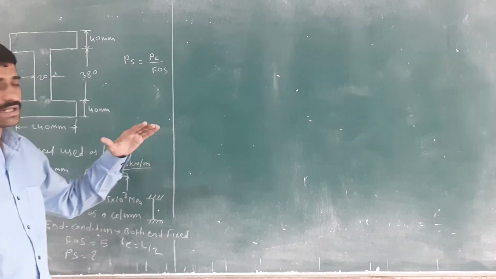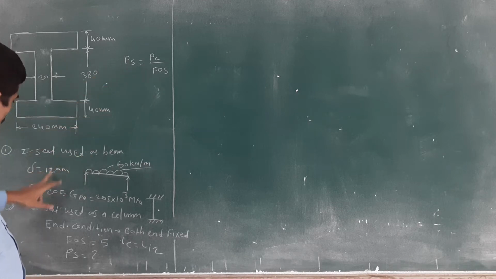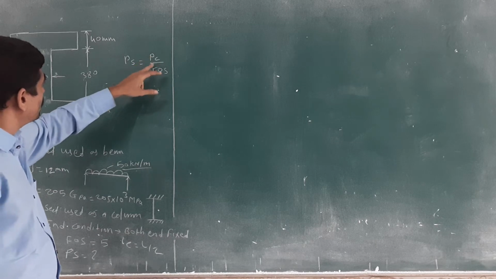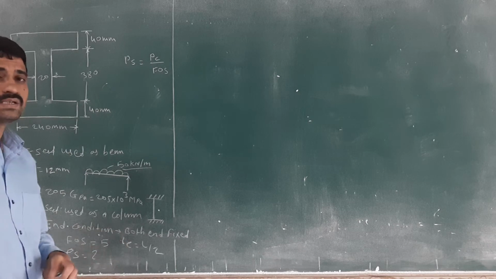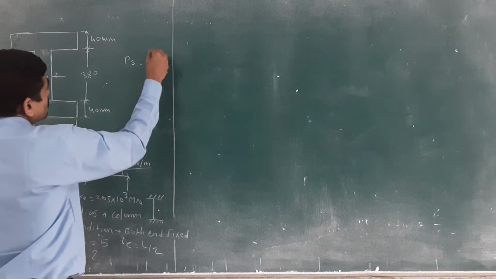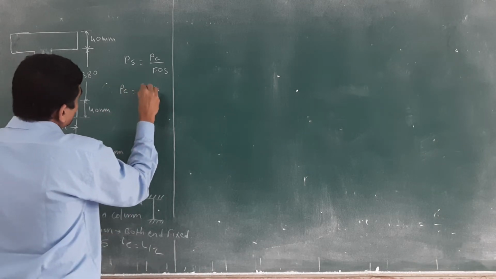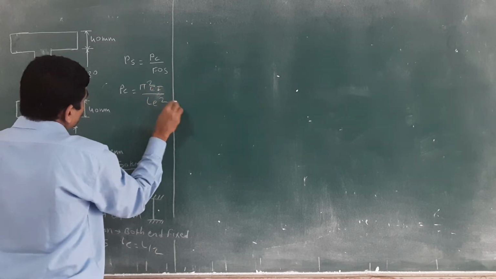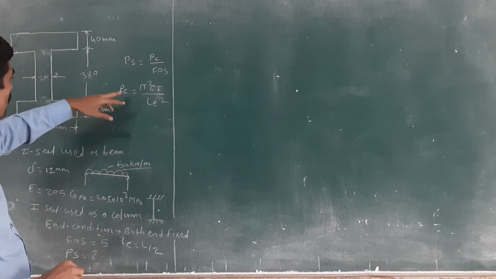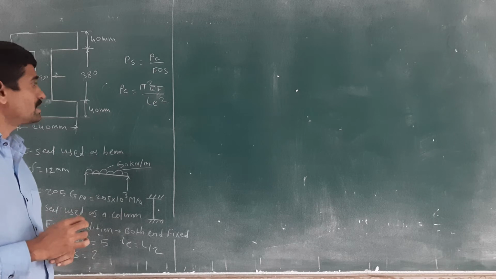Think in the reverse direction. What do we want to calculate? Safe load. How to calculate safe load? Here we get the crippling load. With the help of this given data, we get the PC load. Then factor of safety is given, with the help of which you can calculate the safe load. Then how to calculate the PC value, the crippling load? We know the equation from the last lecture: PC is equal to pi square EI divided by LE square.